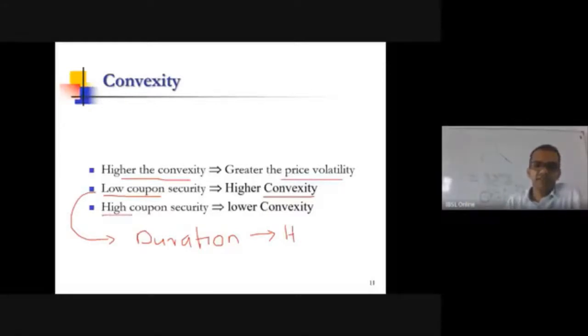When the coupons are high, convexity is low, and in this instance duration is also low. Because when you have a high coupon, you recover it very quickly. So therefore, the interest rate sensitivity is very low.